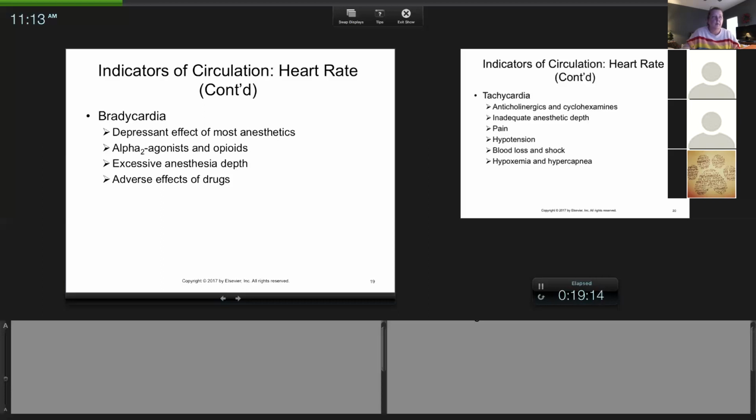Do you guys remember what happens during vagal stimulation? What does vagal stimulation do to the heart rate? It lowers it, doesn't it? Yep. So that's the other thing I look at.